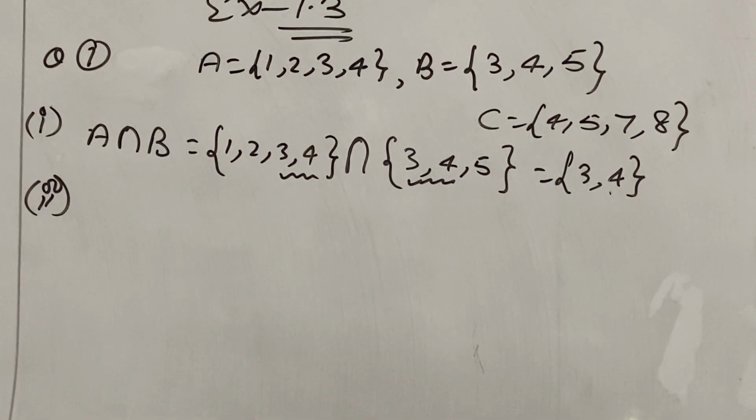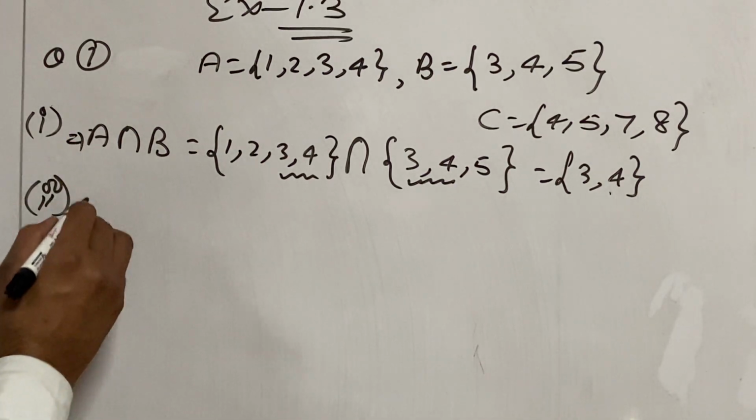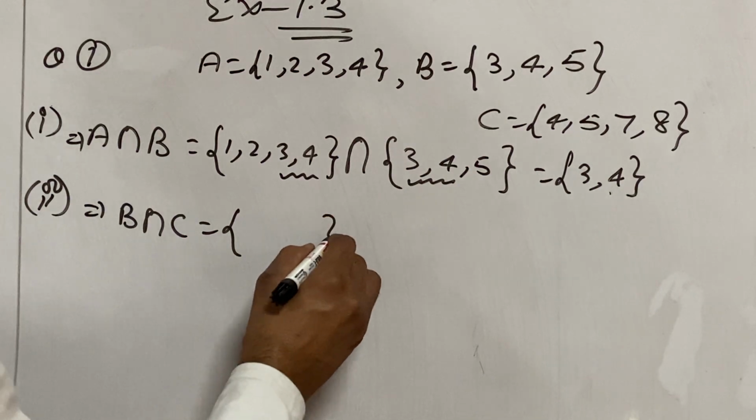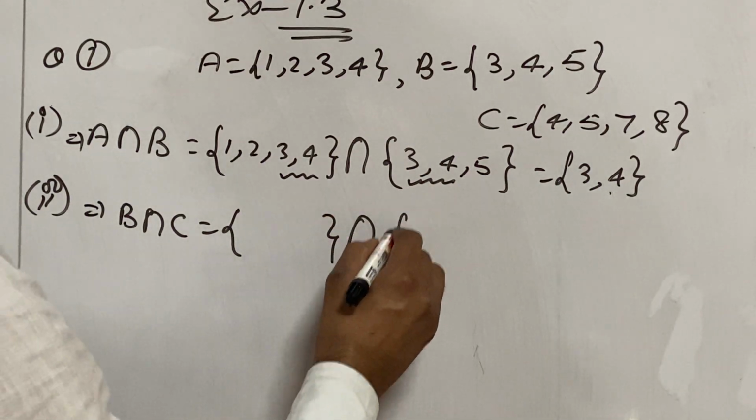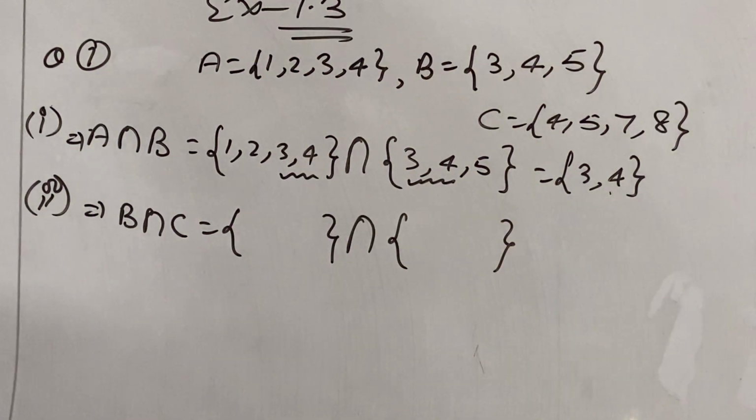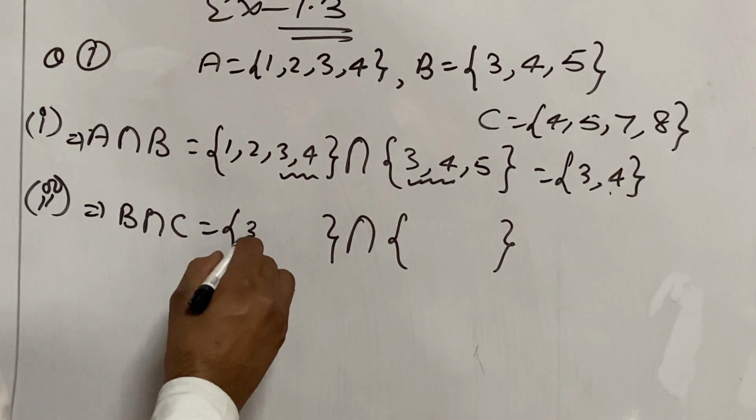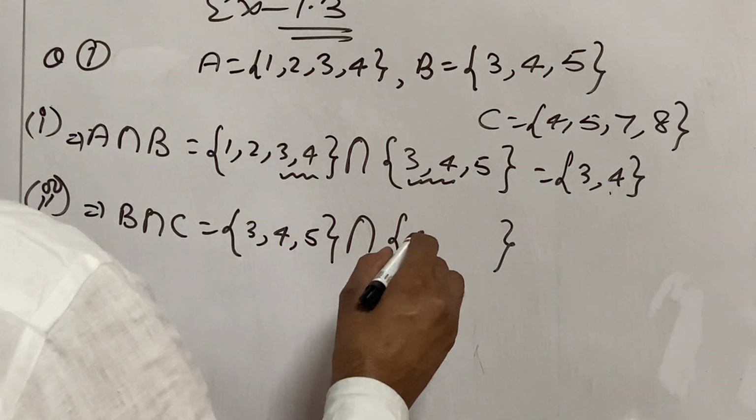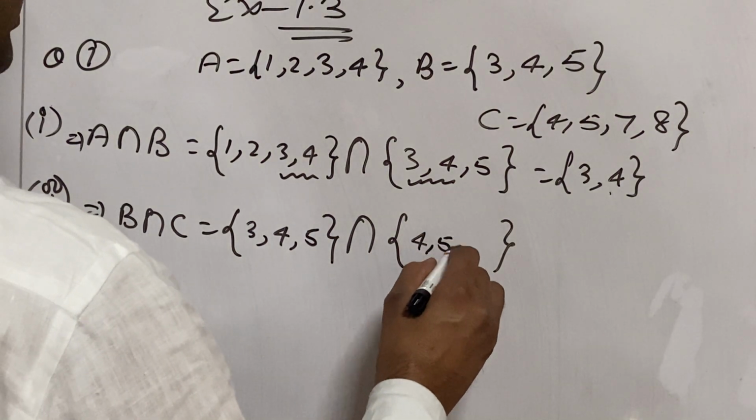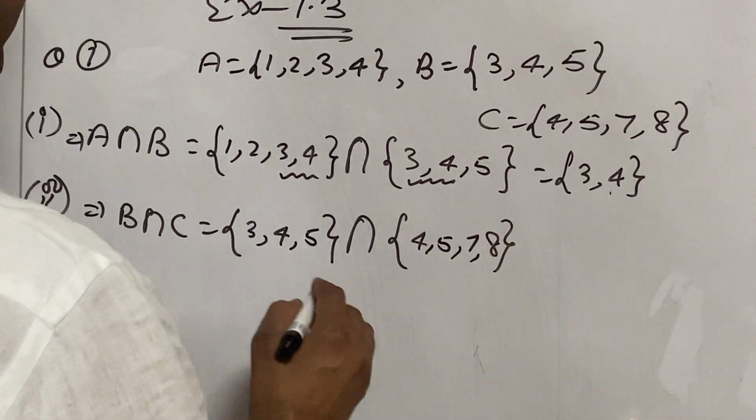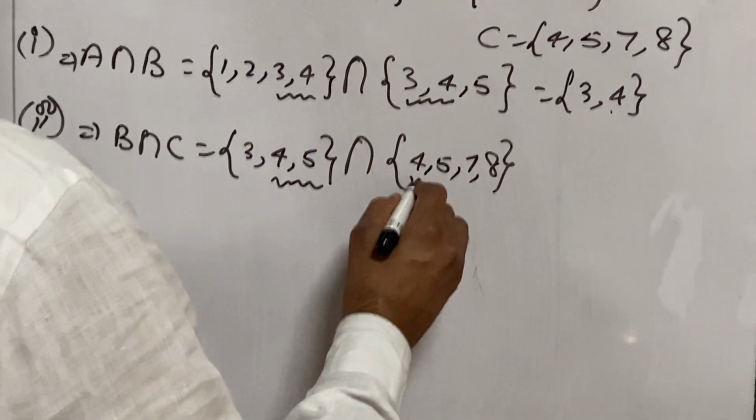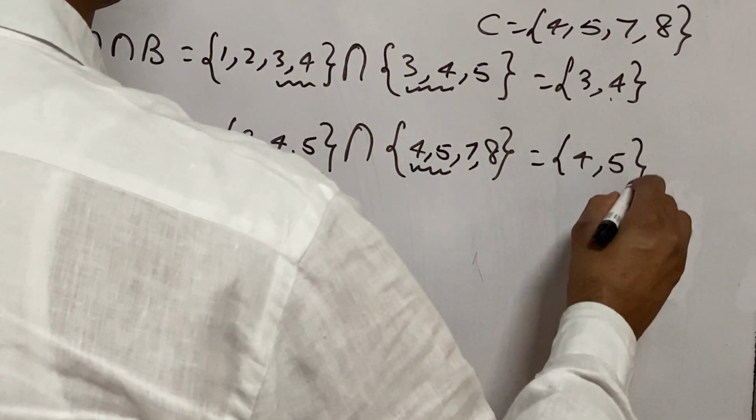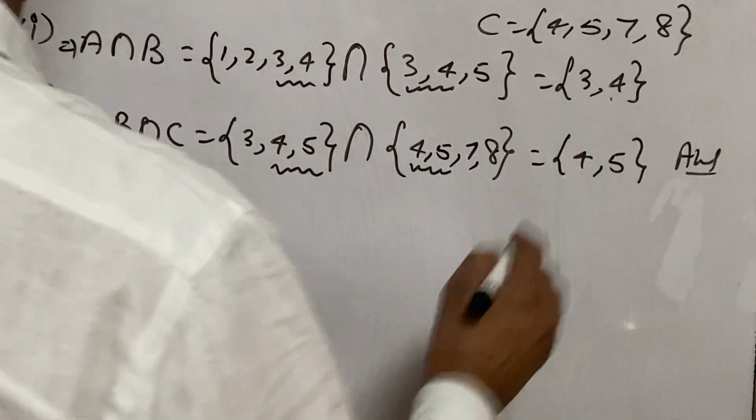B intersection C. B is this, C is this. B is 3 4 5. C is 4 5 7 8. There are only 4 and 5 which are the common elements of B and C. 4 and 5, and that's your answer.